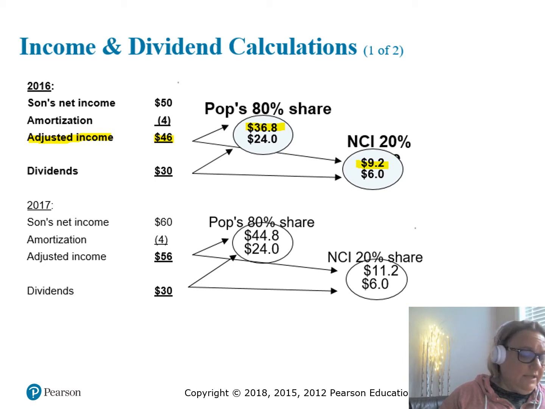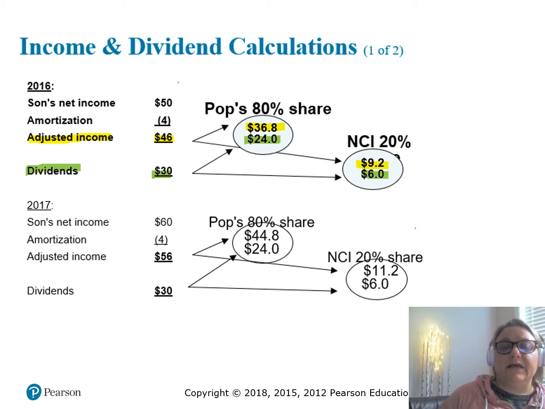Now let's take a look at the dividends. Again, Sun is presenting all of their dividends, and we have to suss out what belongs to us on the pop side. So what we're going to do is multiply that 30 times 0.8 and times 0.2 to show the non-controlling interest share. Okay, so that's how we get that part right there.